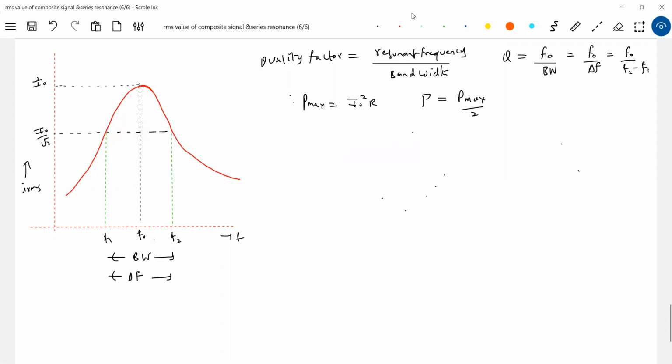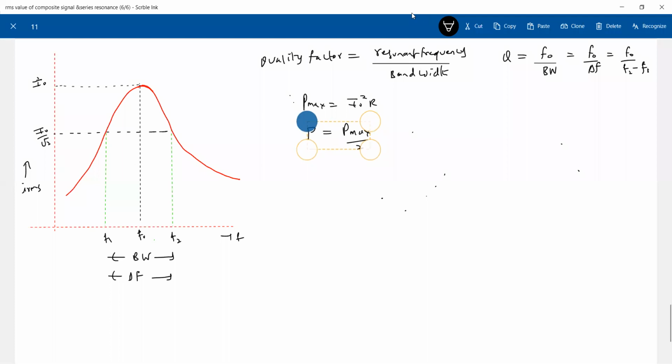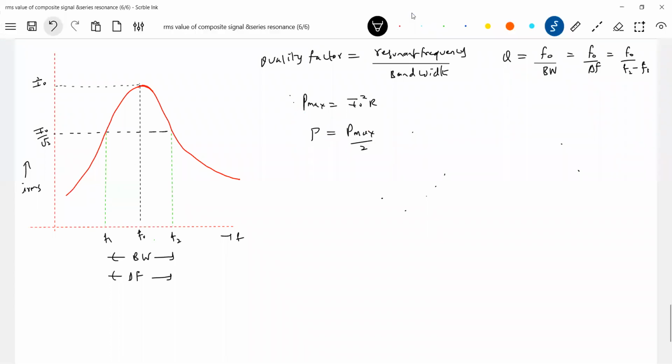Got this one? So let's come to this half of the maximum. What is the value here? I'll shift it down. Now this should be equal to I square R. So I is equal to I naught by root 2. Got it now? So after plotting this graph, I locate the maximum current. I know the I naught value. I know the resonant frequency. Got it now?